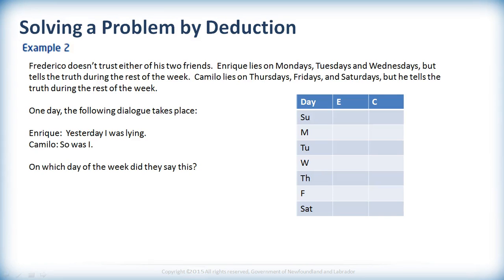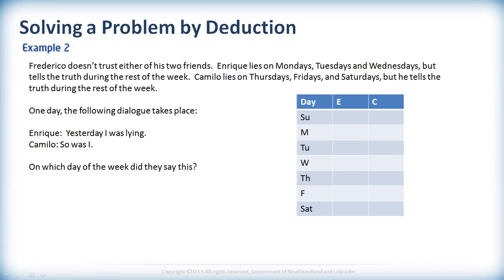This time we're going to try to solve a problem by deduction. Federico doesn't trust either of his 2 friends. Enrique lies on Mondays, Tuesdays, and Wednesdays, but tells the truth during the rest of the week. Camilo lies on Fridays, Saturdays, and Thursdays, but he tells the truth the rest of the week. Whoa. Okay, let's summarize this. We've got a nice little table here, and tables are often a good way to summarize your information.